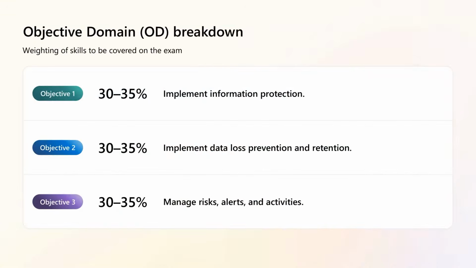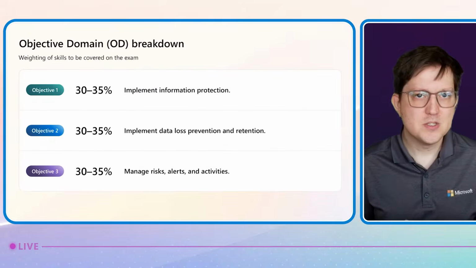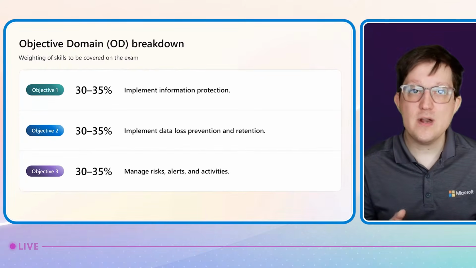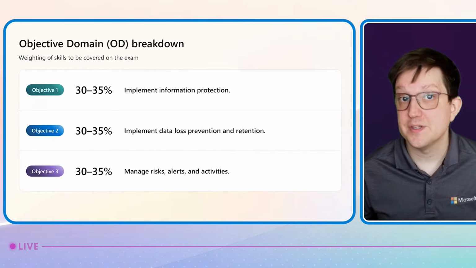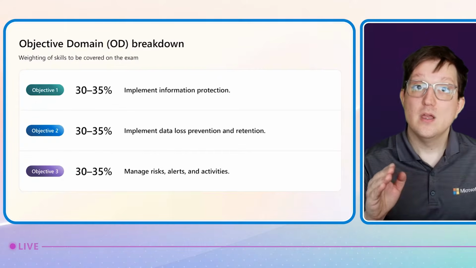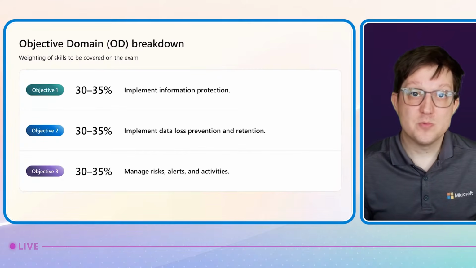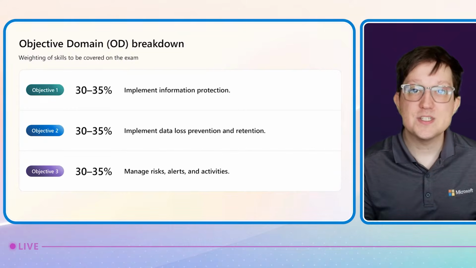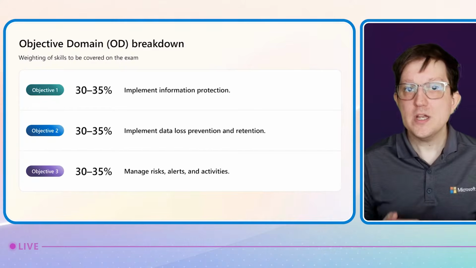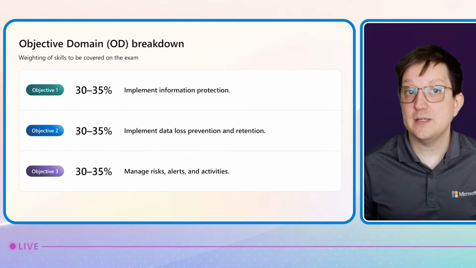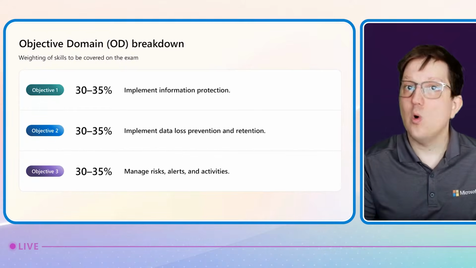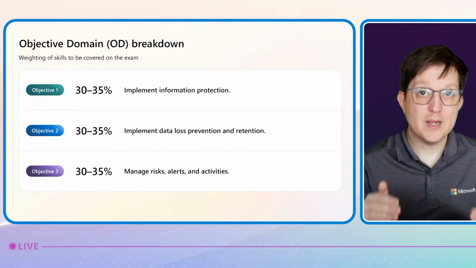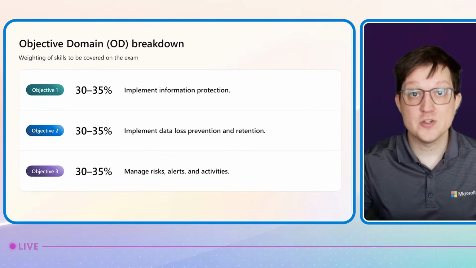Now, the exam has 3 primary objective domains, and they are equally weighted, which is unusual for exams in the Microsoft ecosystem. There's no single domain that's going to dominate, so don't allocate study time to one over the others. First is implement information protection. The second is data loss prevention and retention, and the third is risks, alerts, and activities. We are going to go through each of these objectives individually. Remember, there is no one heavier domain here, so to pass the exam, you'll need to have familiarity across the board.